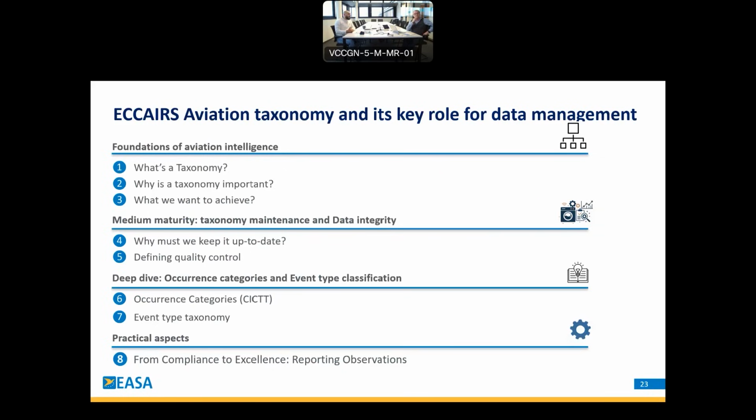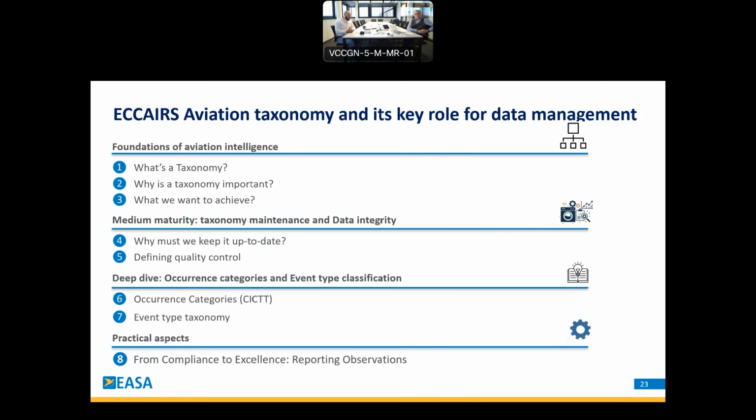And we repeat this concept of quality control. I know that each one of you already knows what quality control is, but it is better to have a definition written down so you have it there for future reference. And then we'll have a look at occurrence category and event type classification. These are two mandatory attributes when you submit an occurrence report. We'll go over how to select which value, and we'll also provide some examples for the event types taxonomy, and how we expect this to be used.